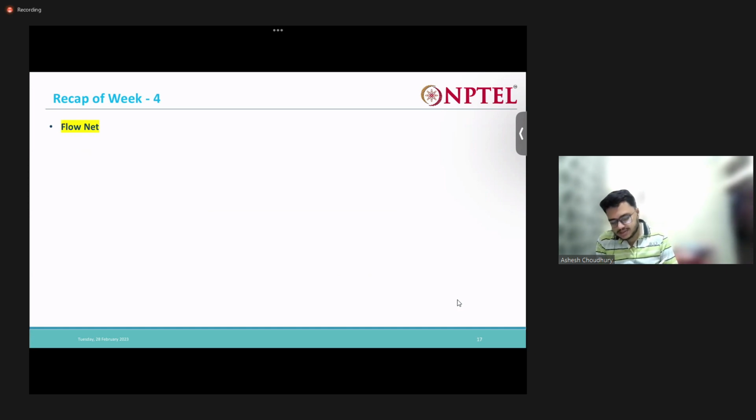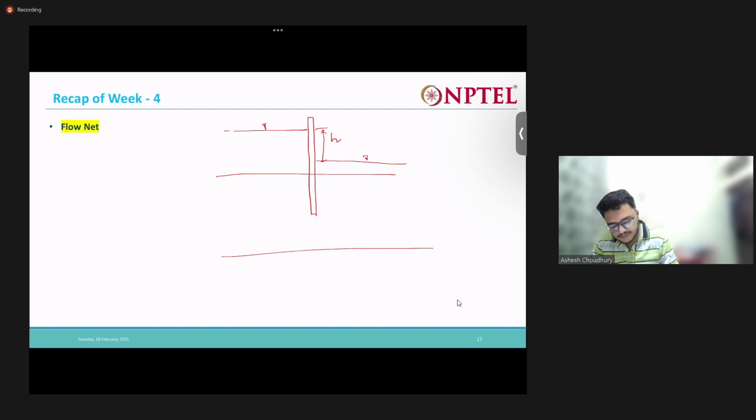Yeah, so say we have a sheet pile wall. So this is my sheet pile, and here we have the upstream water, we have the downstream water, the head difference is h. And here we have the impermeable base. So flow can only occur here in the above. There is no flow here because this is impermeable.